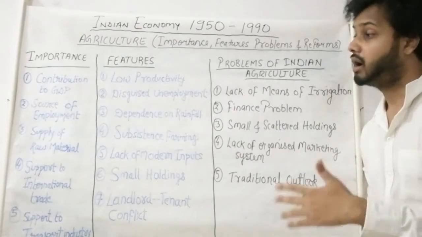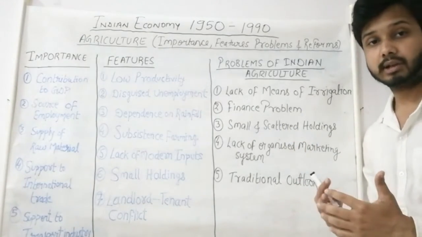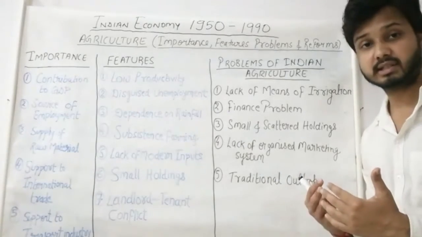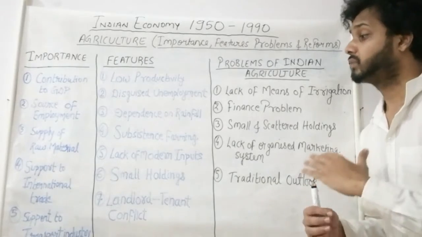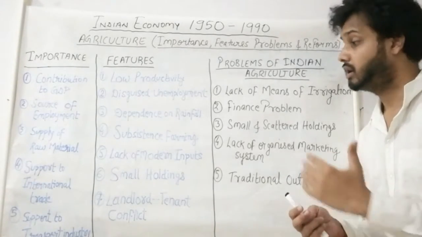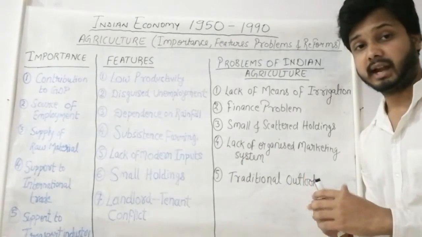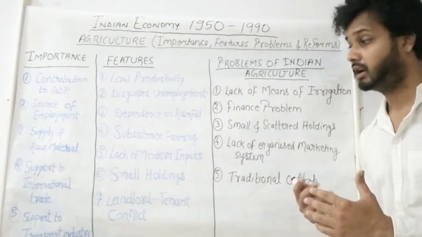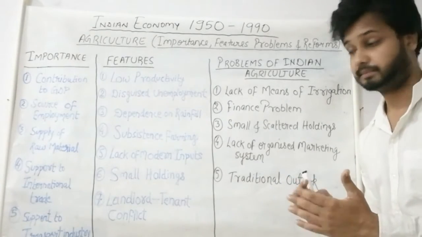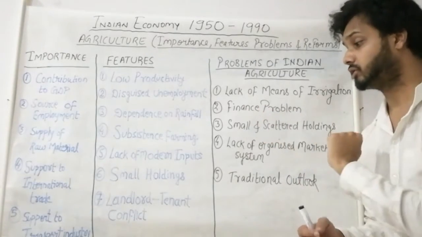Finance problem. Our farmers have faced this problem because they did not have a proper banking system which could provide them loans at a low interest rate, and they had to go to the mahajans of their village, the ones who had money. They provided money to farmers at a very high interest rate, which led to a debt trap for the farmers. So the finance problem was there.